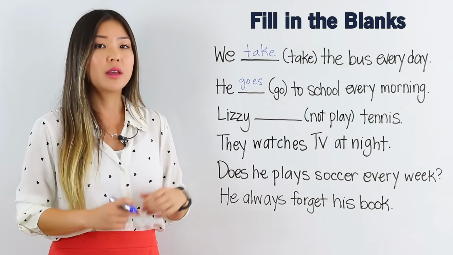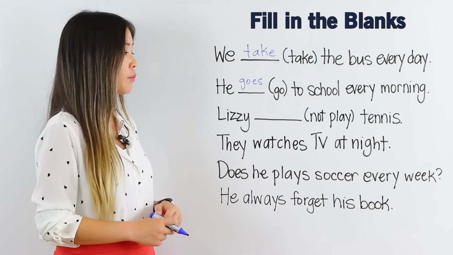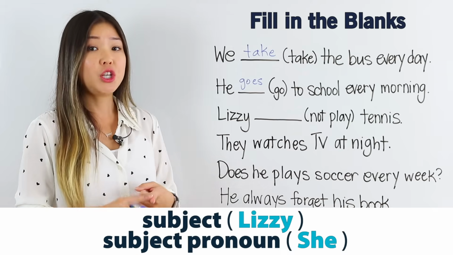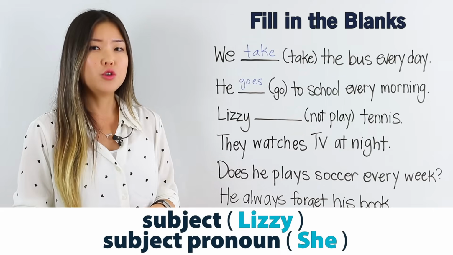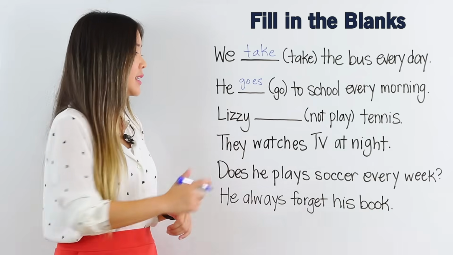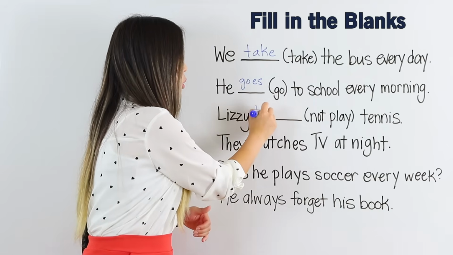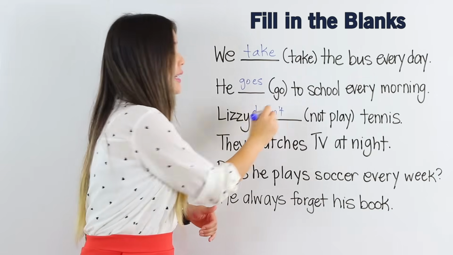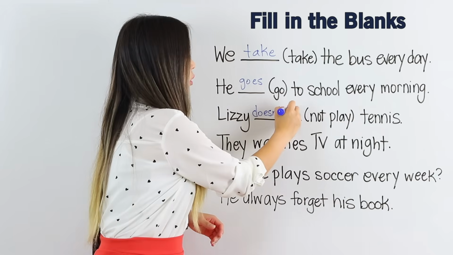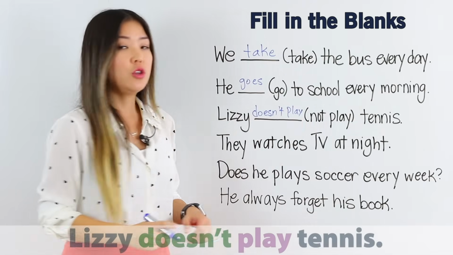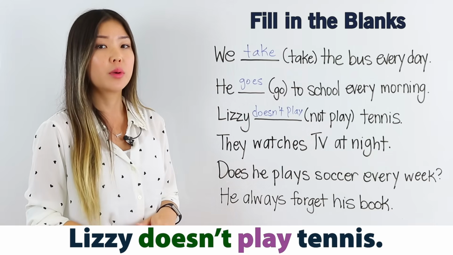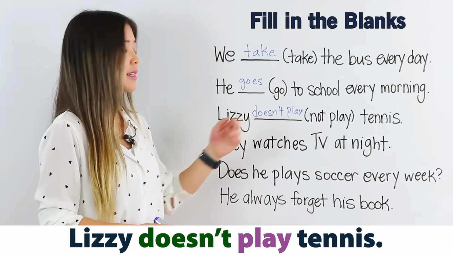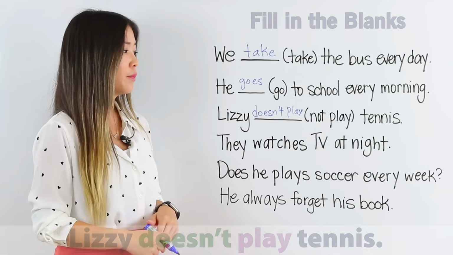Here, I want you to think about the negative form. Lizzie is a she. The subject pronoun is she. So what do we do for the negative? We say does not, or the contraction doesn't play tennis. We do not add an S or ES to the end of the verb. Instead, we say doesn't or does not.